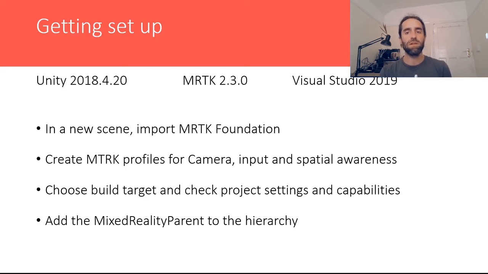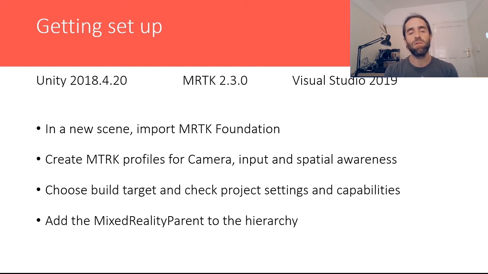So we're nearly ready to get started with making some content. First, let's get a scene set up. I'm using Unity 2018.4.20, which is almost the latest minor release of the long-term support, Mixed Reality Toolkit 2.3.0, which is the current release, and Visual Studio 2019, which is a good improvement over 2017, in my opinion. Once you've got the scene set up, you want to import the foundation package, and that link can be found previously in the slides.